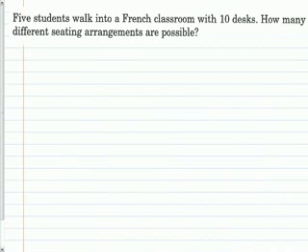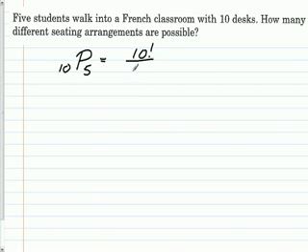Now, so here we have 5 students, and they come into a French classroom with 10 desks. Now, how many different seating arrangements are possible? So again, what we want to do is we have 10 desks to choose from, and what we're going to do is we're going to arrange the 5 students. Okay, so 10 permutation 5. So this is going to look like 10 factorial over 10 minus 5 factorial, like that.